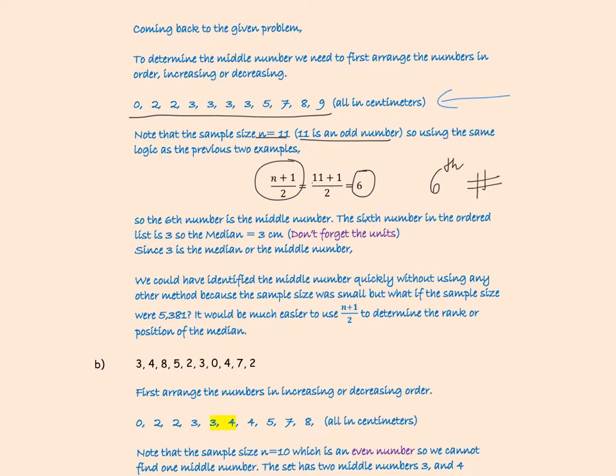And let's look at the 6th number. So that's 1, 2, 3, 4, 5, 6. So the sixth number, which is 3, is the median of the given set. And remember that the median has units, so we say 3 centimeters is the median or the middle number of this data set.